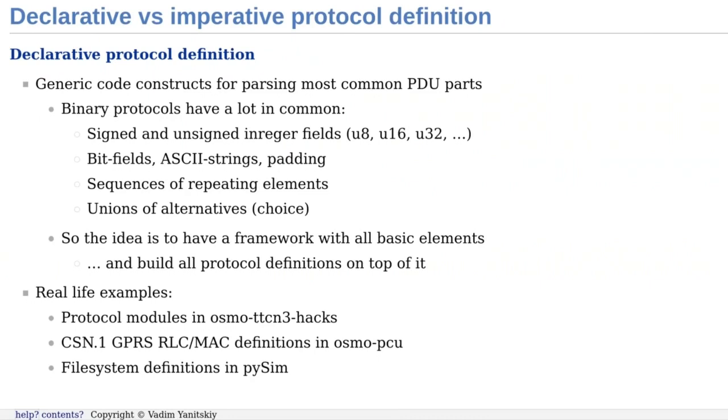And another two examples are the CSN1 codec in OsmoPCU. That's not our own framework. We basically took it from Wireshark, and Wireshark took it from Ericsson, and we'll talk about it later. And since recently, Harald started to use Python construct, another framework, not related to Pycrate, for declarative definition of files, the structure of files on the SIM card.